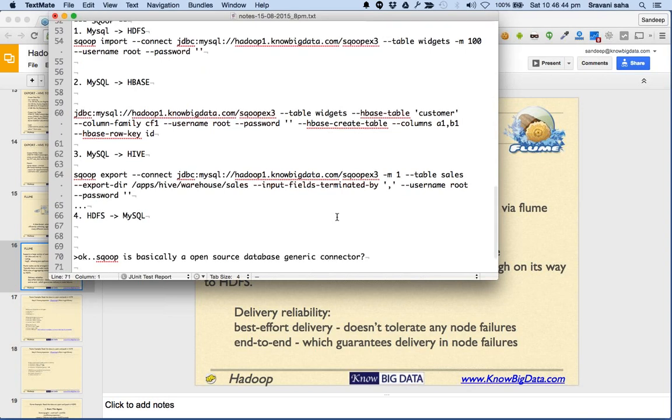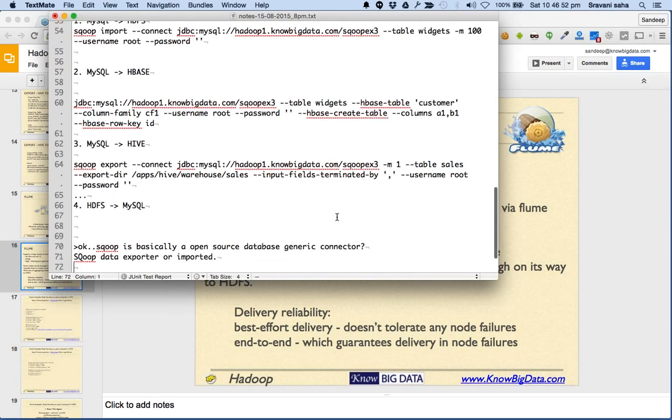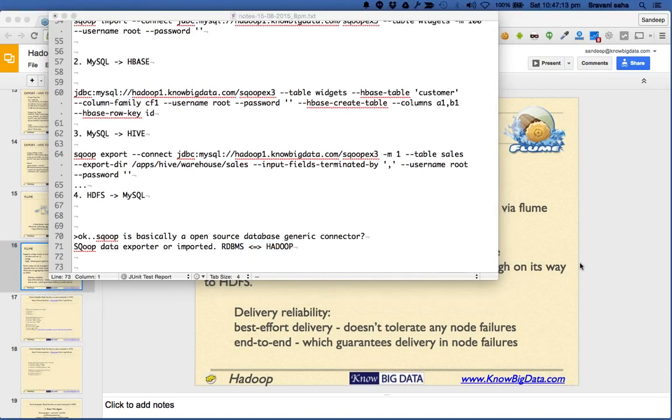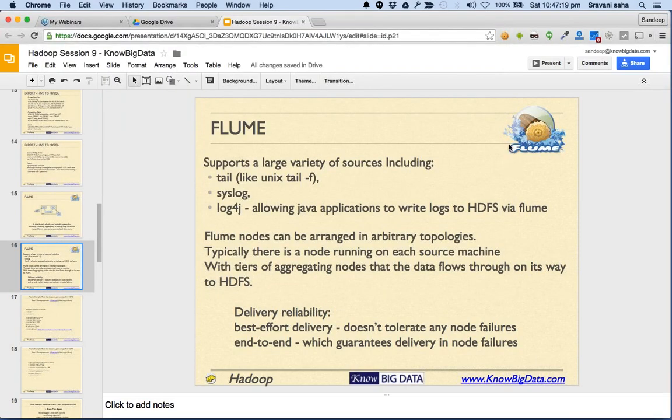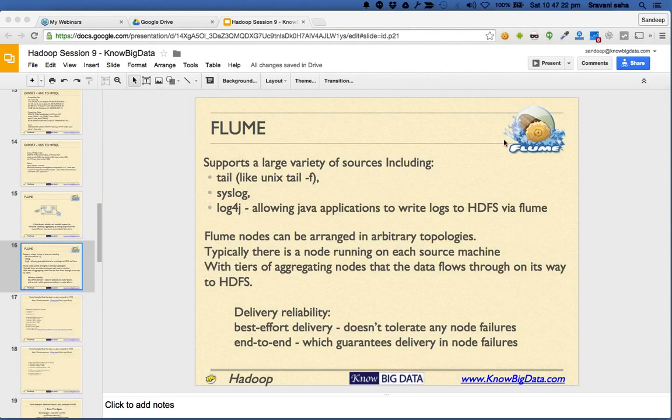Let me answer them. Damodaran, Sqoop is basically a data exporter or importer, from and to. I think it'll be like this: RDBMS in and out of Hadoop. This is what it is. That's what we did, right? Copy the data from HDFS and all.